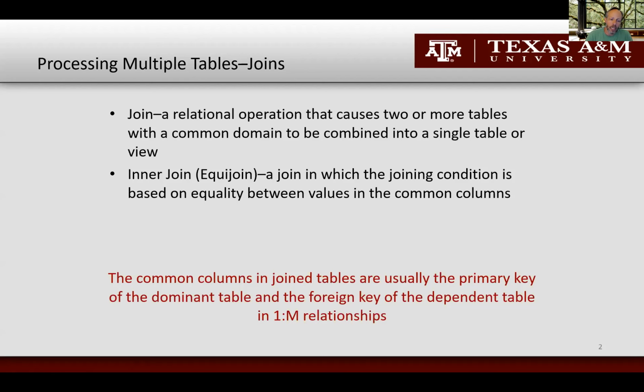So we're going to be looking at a couple different types of joins. An inner join is where the joining condition is based upon some equality between different values in common columns. So you might want to think about things like primary key, foreign key, right? Those two things have to be equal to one another. If they're equal to one another, we can match between one table and another table.